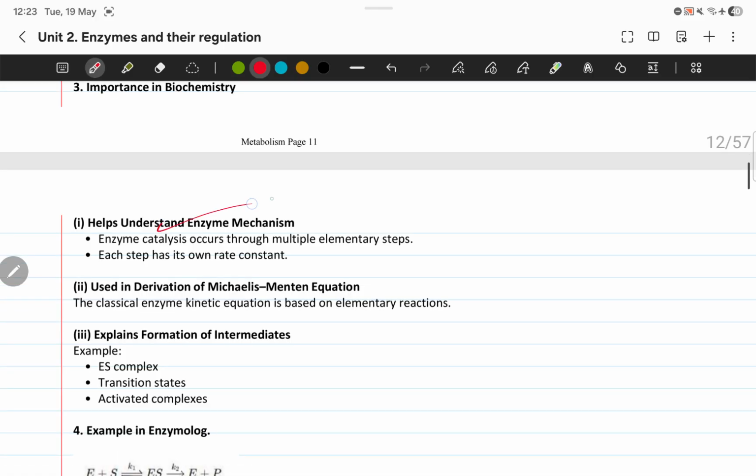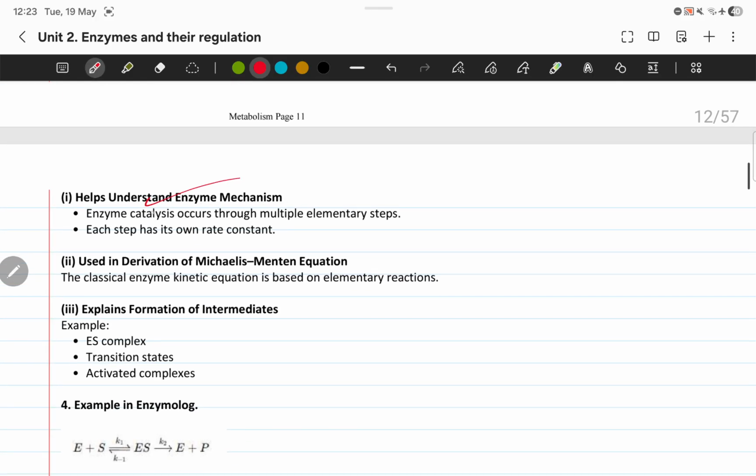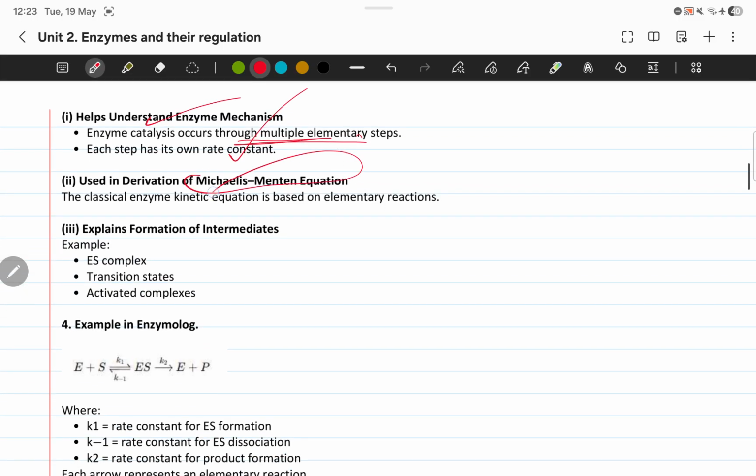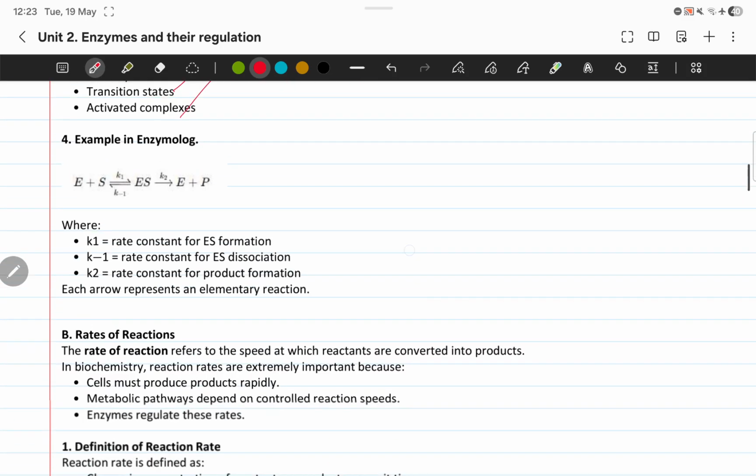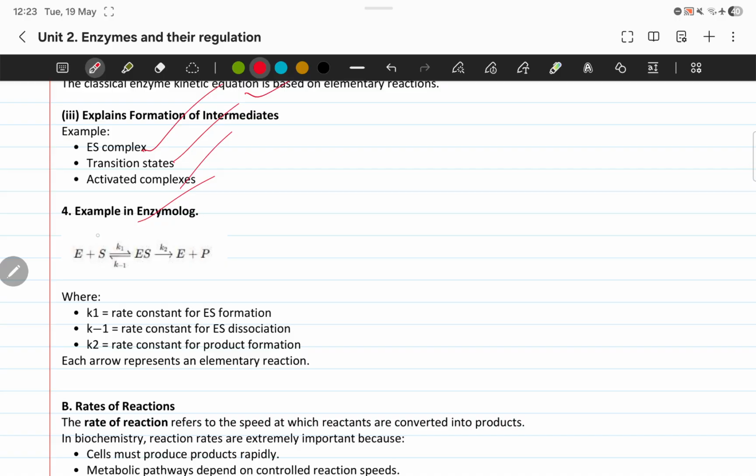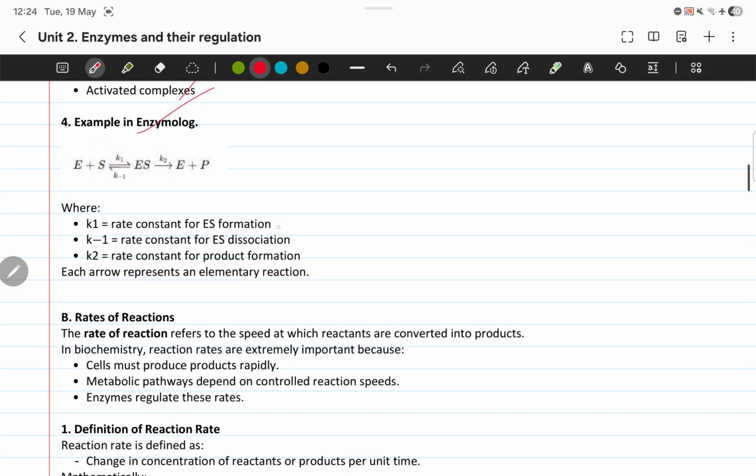Importance in biochemistry: it helps in understanding the enzyme mechanism. Enzyme catalysis occurs through multiple elementary steps, and each step has its own rate constant. Using these, the Michaelis-Menten equation is derived; classical enzyme kinetics is based on elementary reactions. It explains formation of intermediates, transition states, and activated complexes. Examples in enzymology: E plus S, K1, ES, K2, E plus P, and backward is K minus 1. K1 is the rate constant of ES formation, K minus 1 is the rate constant of ES dissociation, and K2 is the rate constant of product formation.